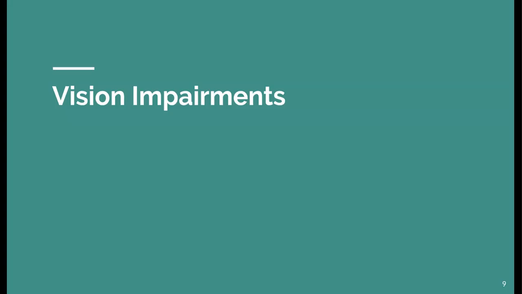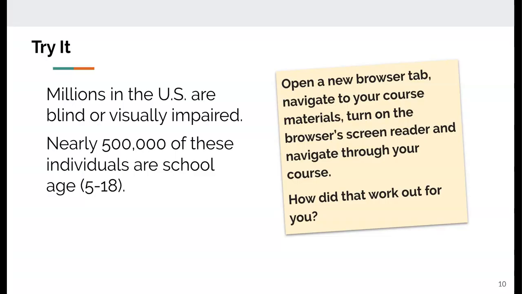We'll take some time now and focus on some specific aspects that can help you deal with visual impairment. If you'd like to know what it's like, try to open up a new browser tab and navigate to your course materials. Turn on the screen reader if you know how, and navigate through your course that way. Were you able to find everything?